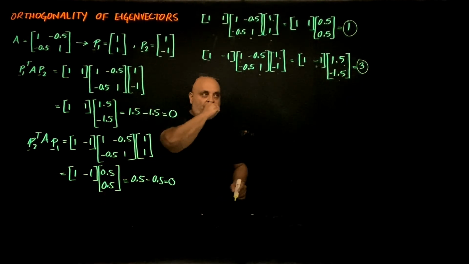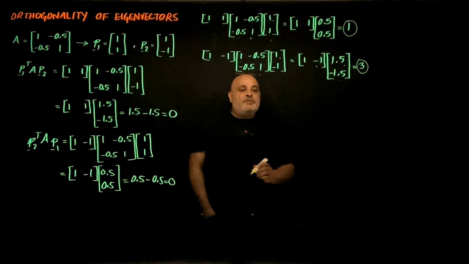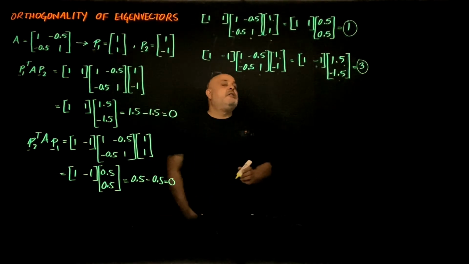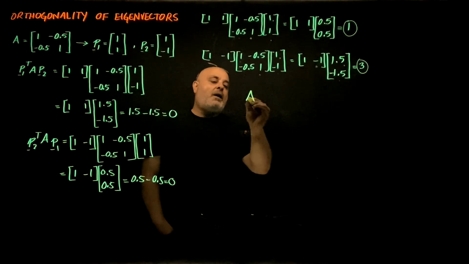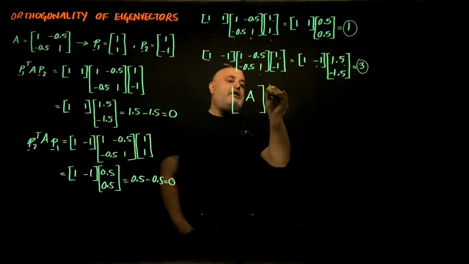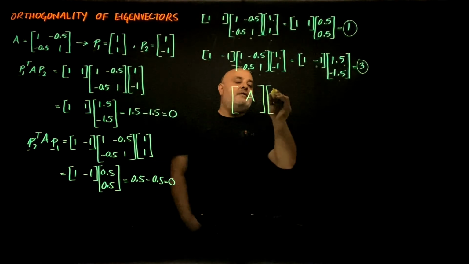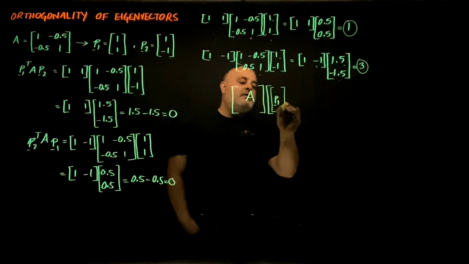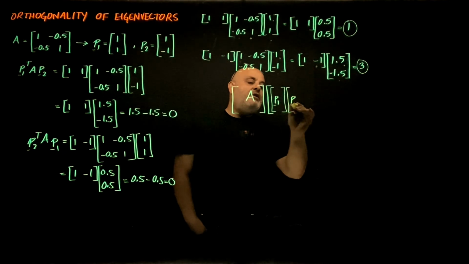So there's something important here now. Let me see what I can do with this property. If I take the matrix A, multiply it by the two eigenvectors. Eigenvector P1, arrange both eigenvectors in one matrix, P2.